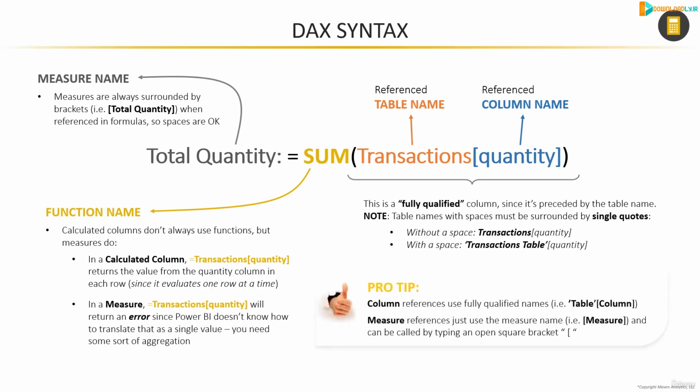One piece of advice, a pro tip here, when you're referencing columns, get in the habit of using the fully qualified name. So table followed by column. But for measure references, just use the measure reference itself. That's a nice way to differentiate column references from measure references within your DAX formulas. And there are also some cases where that may not always make sense, but for the most part, it's a pretty good practice to follow.